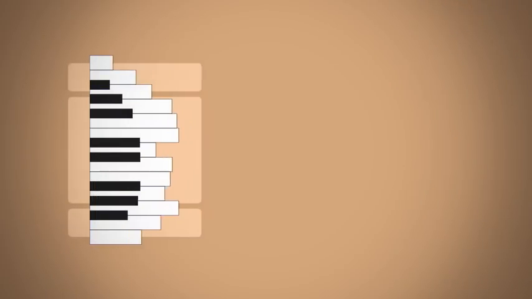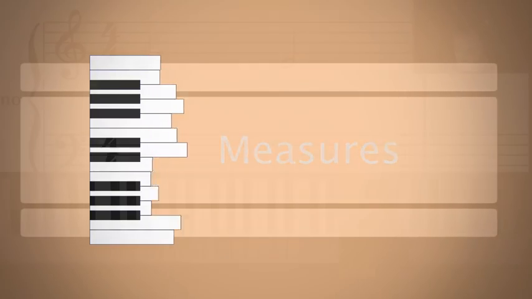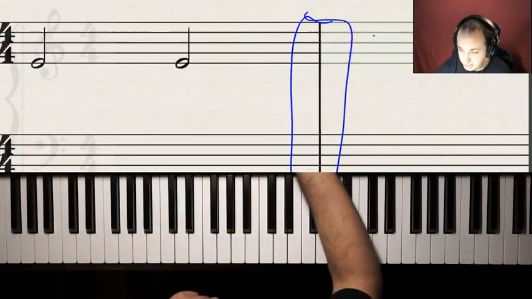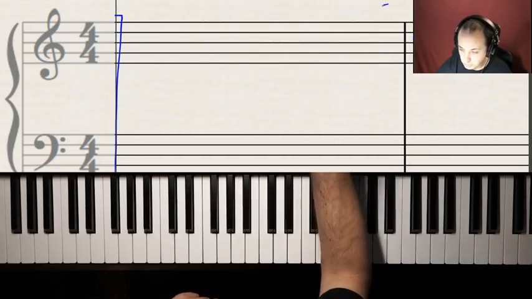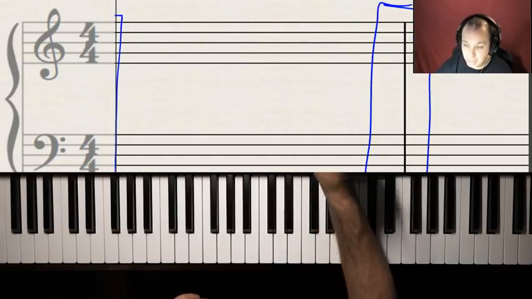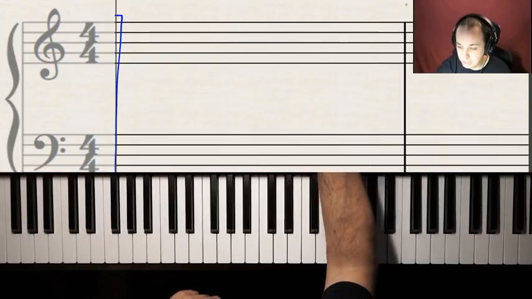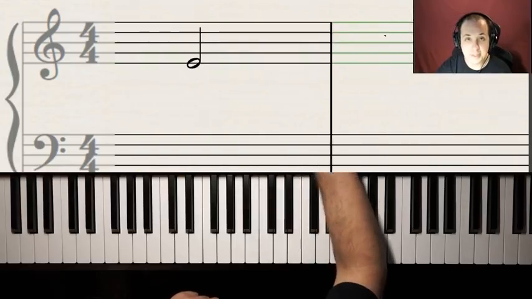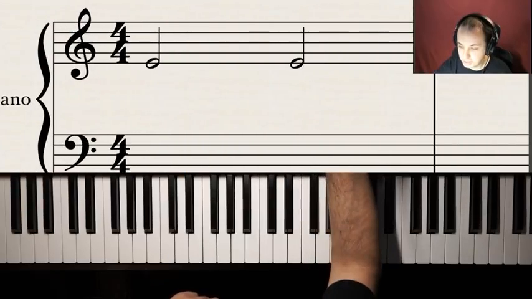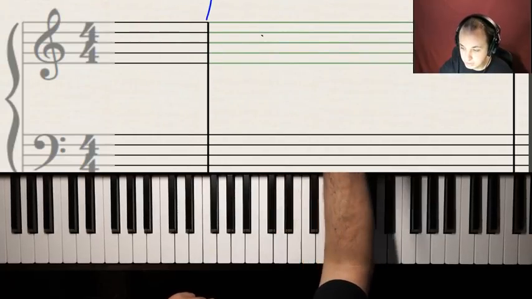Now we're going to talk about measures. If you notice, music is broken up by these vertical lines, right? Right there's one. There's another one. Let's find one more. So there's a third one, right? And those are called the measure lines. But they aren't really the measures themselves. They just tell us where the measures take place. The measures themselves are the distance between each of these boxes.